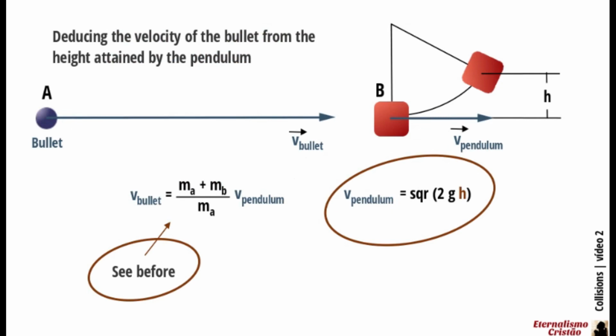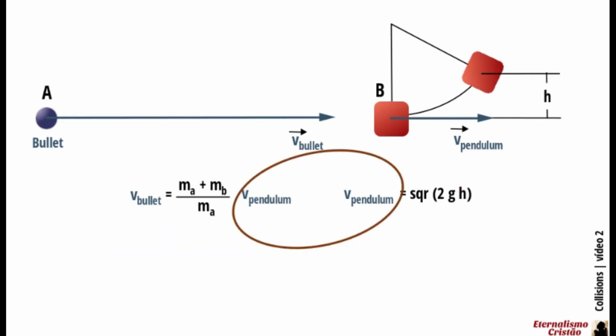We have, now, all we need to deduce the velocity of the bullet from the height attained by the pendulum. Insert the value of the velocity, v, of the pendulum, right equation, in the left equation. There you have it.